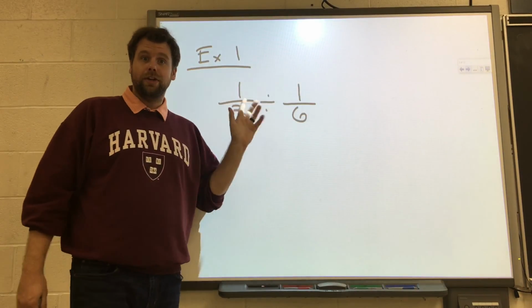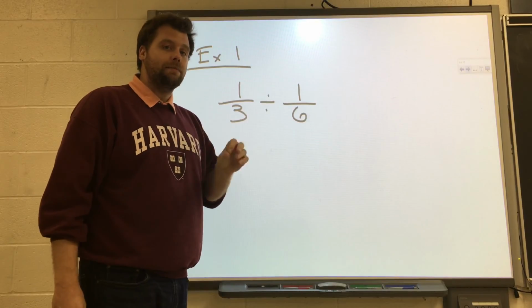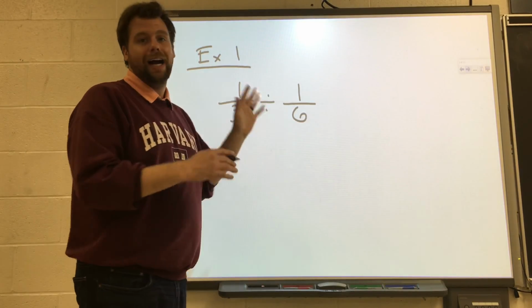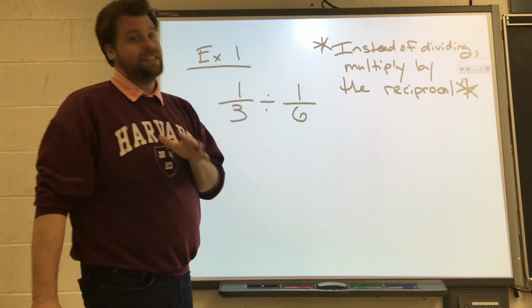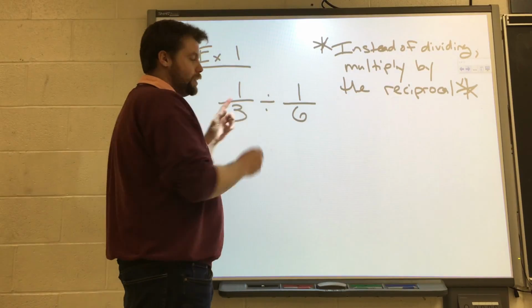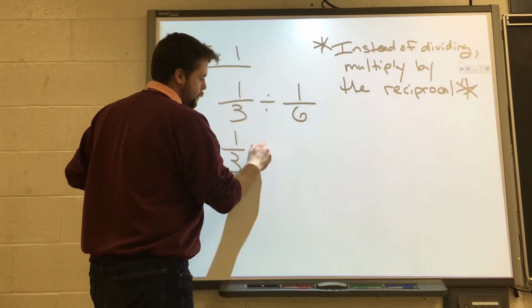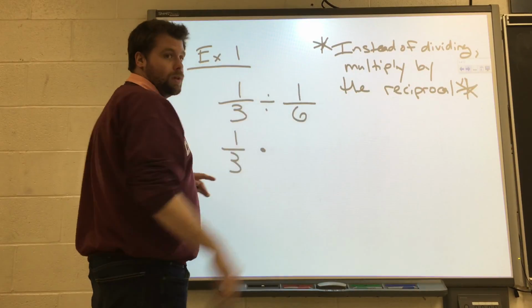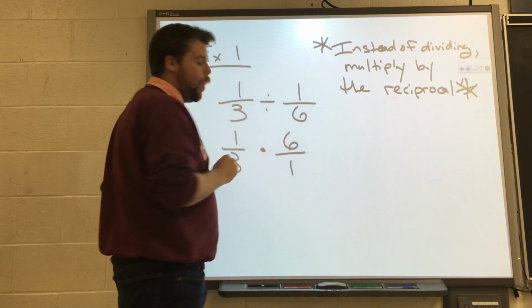Now let's jump into a problem. All right, we have 1/3 divided by 1/6. So we do not divide by a fraction. We never divide another fraction by a fraction. So instead of dividing, we multiply by the reciprocal. When I say reciprocal, I also mean multiplicative inverse. So for 1/3 divided by 1/6, I'm actually going to take 1/3 and multiply by the reciprocal, or the multiplicative inverse, of 1/6, which is 6/1.